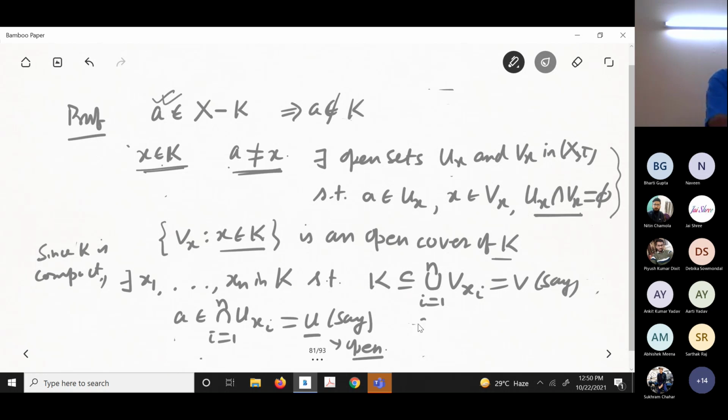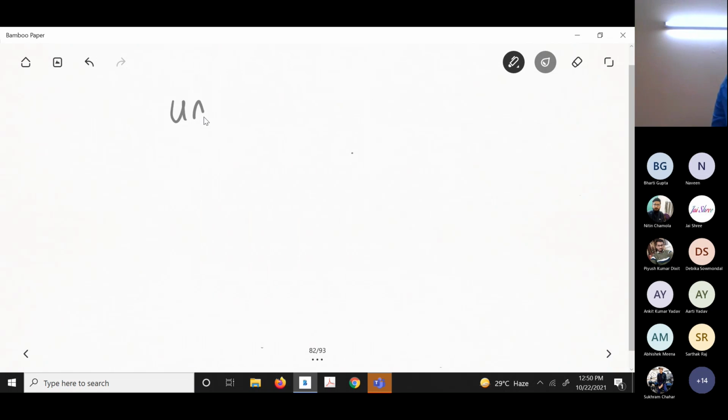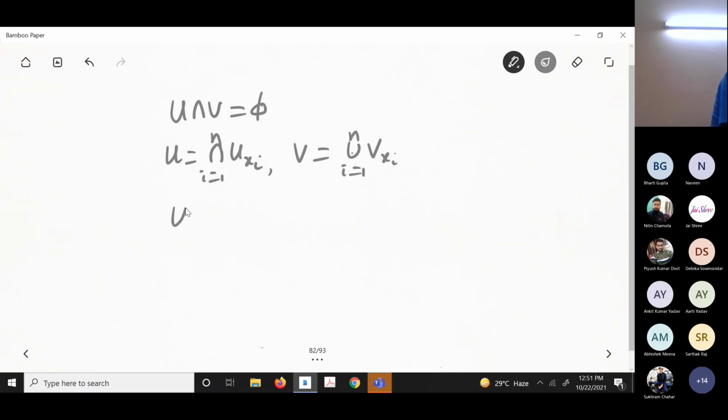Okay. So what did I get? I got A belongs to U, K subset of V. Now you see that what I want to prove is that U intersection V is empty. Well, how to do that? Remember that U is this, V is this. Now U intersection V. Look, I will use the distributive law. So you do it this one way, just don't open everything right now.